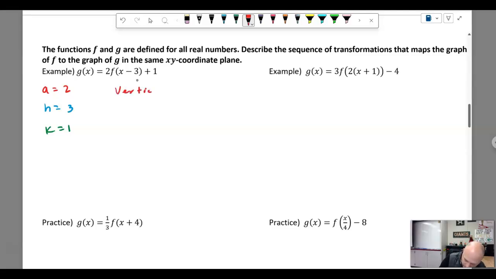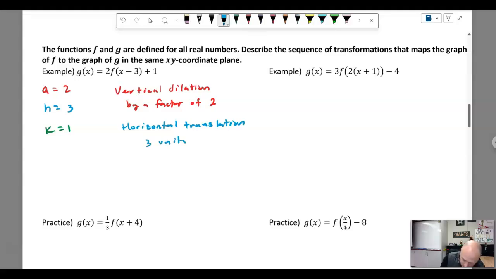Well, we're going to have a vertical dilation by a factor of 2, and we're going to have a horizontal translation 3 units right, and we're going to have a vertical translation 1 unit up.